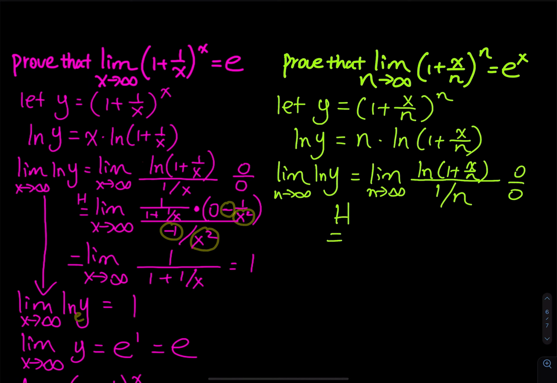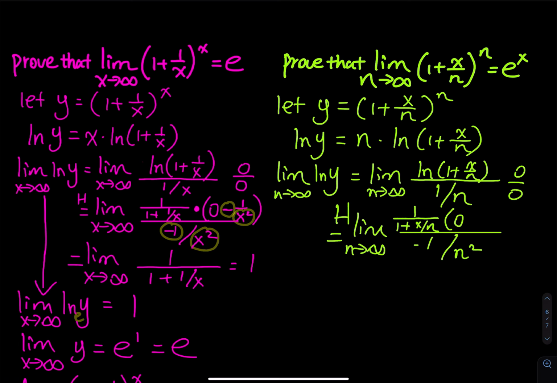So draw a big H for L'Hopital. Limit as n approaches infinity. The bottom is negative 1 over n squared. The top, the derivative of ln is always 1 over the parentheses, so 1 over (1 plus x divided by n). I am applying the chain rule because you need to take the derivative of the inside. The derivative of 1 is 0, and then minus, what is the derivative of x over n? n is the variable, so you have negative x over n squared. Then the cancellation: the minus and the negative 1 are gone, and also the n squared and the n squared.